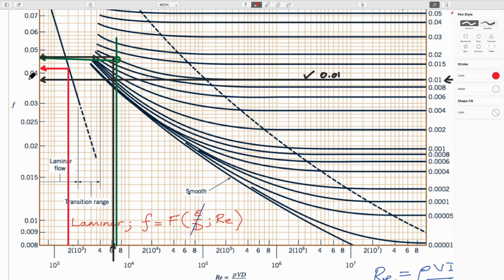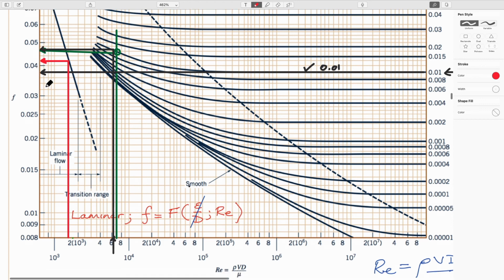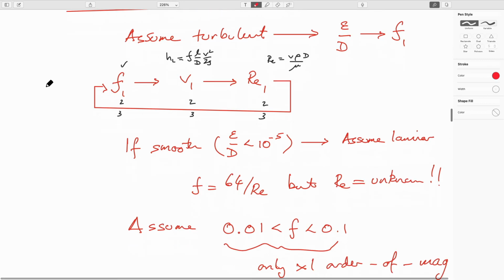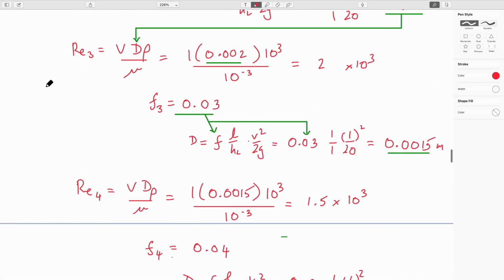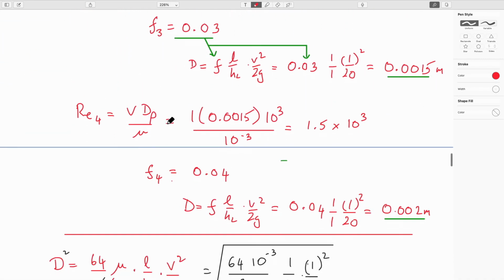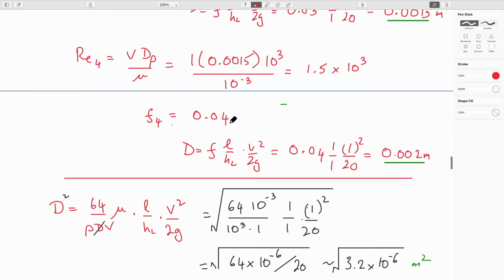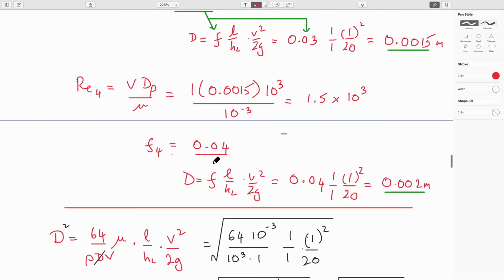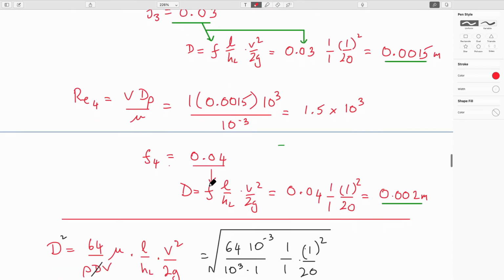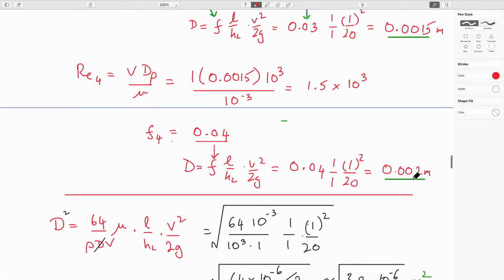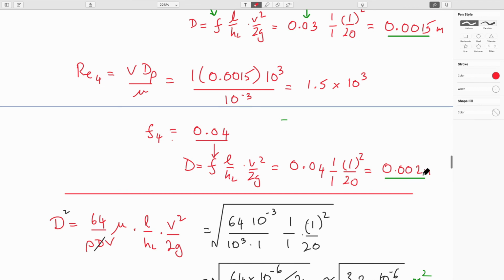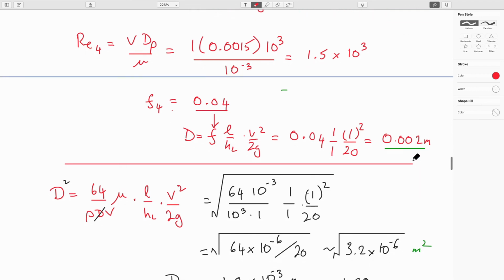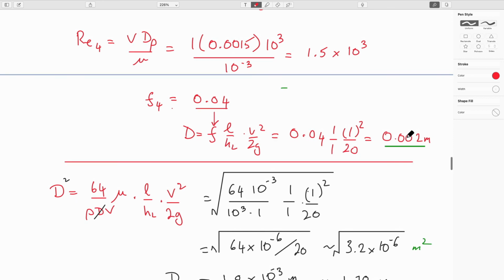Hopefully I chose to use 0.042, something like that. Let's see if I did. 0.04, close enough. This is the number you get out. You go back to the same expression we used. Now we put in the value of the friction factor here. Instead of 0.03, it's 0.04. You end up with a pipe diameter which is 2 millimeters in diameter. Pretty small pipe, probably smaller than reality, but never mind.